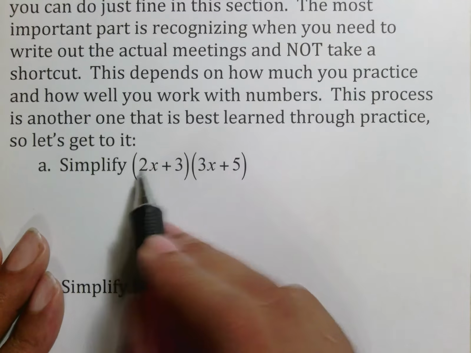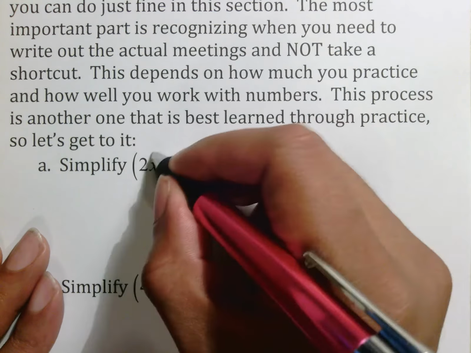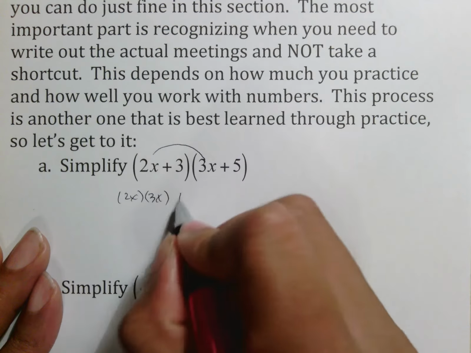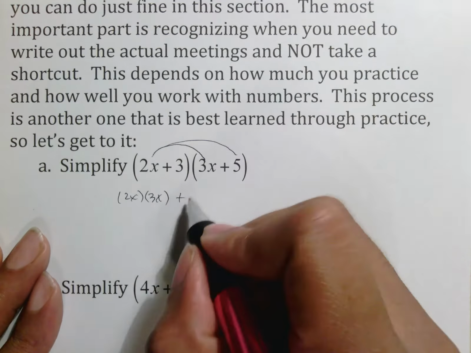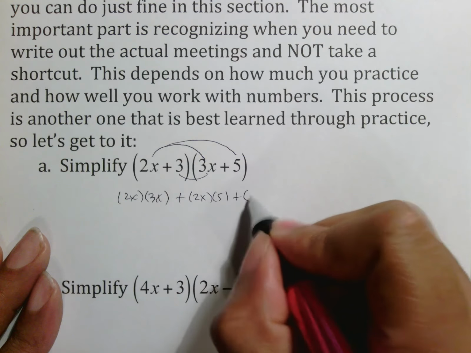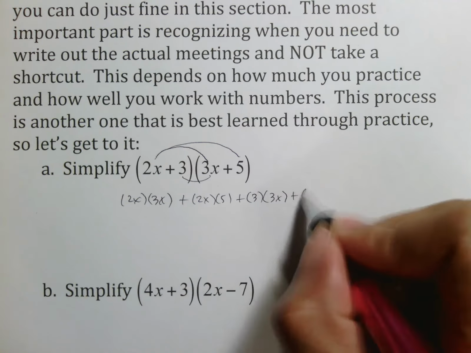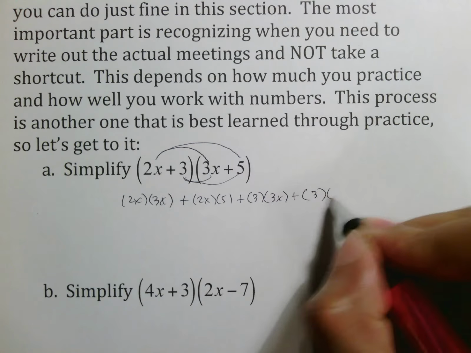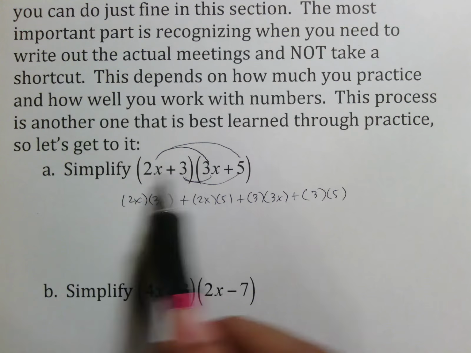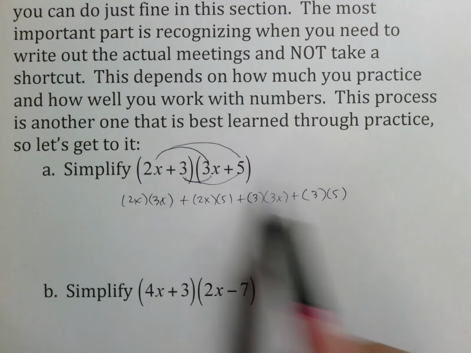Here we go. We have two people who know each other, 2x and 3, meeting two people who know each other, 3x and 5. Drawing the lines just like we did, 2x meets 3x, and, which means plus, 2x meets 5, and then 3 meets 3x, and 3 meets 5. So looking at this, that is your meetings. 2x meets 3x, 2x meets 5, 3 meets 3x, 3 meets 5.